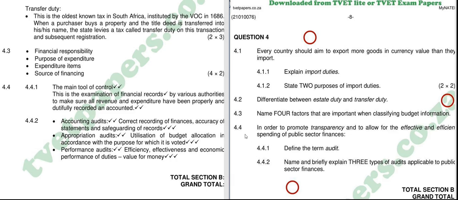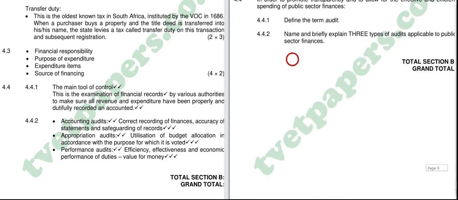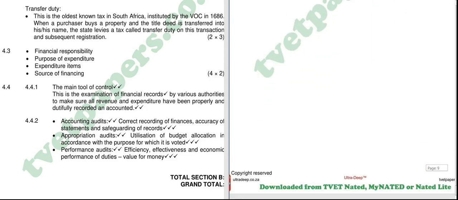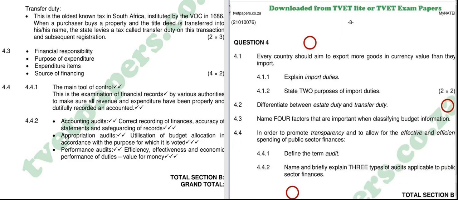Then on 4.4, we also have 4.4.1, define the term audit, which we have our response, and then name and briefly explain 3 types of audits applicable to public sector finances, which we have also articulated on this part. So this becomes the last part that we have in terms of our question paper, that is our question 4. So thank you for listening, and hopefully the video was helpful.